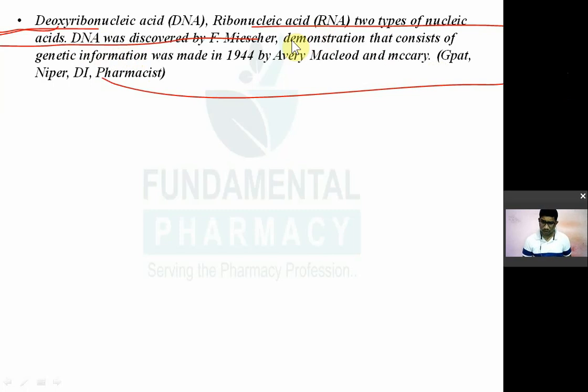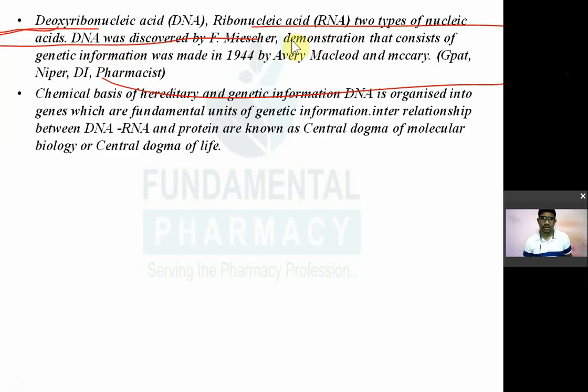So then what is DNA? It is nothing but the chemical basis for hereditary and genetic information. So it is the chemical basis for genetic information and hereditary characters. This genetic information is organized into genes. So DNA, that is deoxyribonucleic acid, is organized into genes.